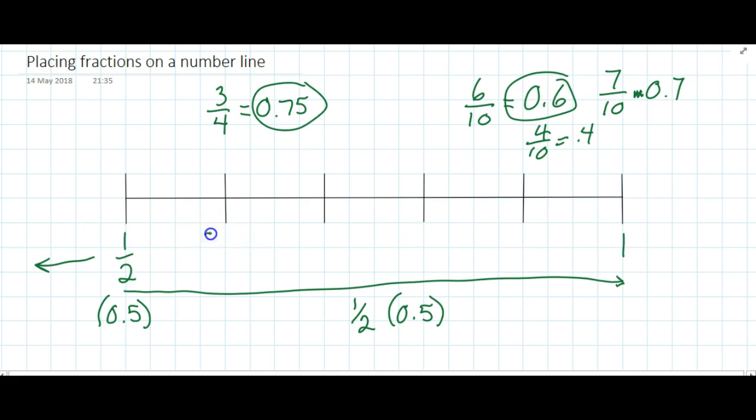So in this case, it's going to be 0.6. And this is going to be 0.7, 0.8, 0.9. Okay? And now we just slot these in. So this is going to be somewhere around in the middle here. And 0.6 will be here.